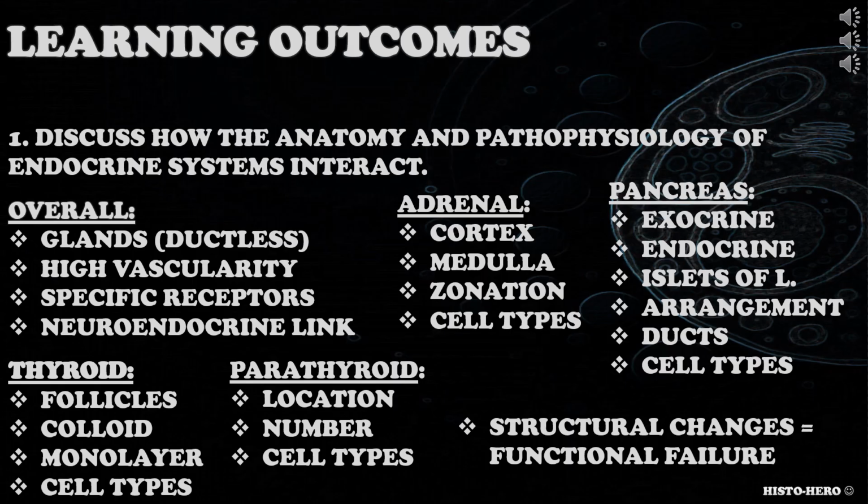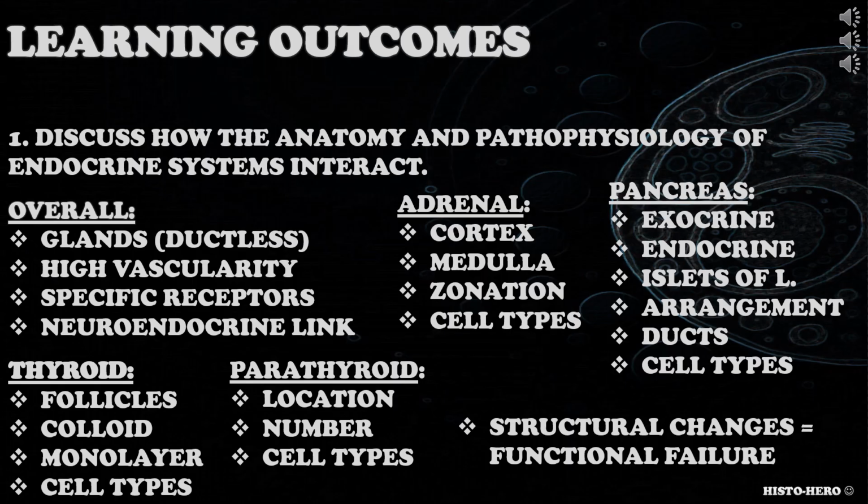How does anatomy and pathophysiology of endocrine tissue interact? Consider how structural changes to the endocrine organs affect their functions. Consider thyroid and follicular cells columnar, colloid sparse, lymphocyte infiltration, hyperthyroidism, hypertrophy and hyperplasia of follicular cells and goiter.